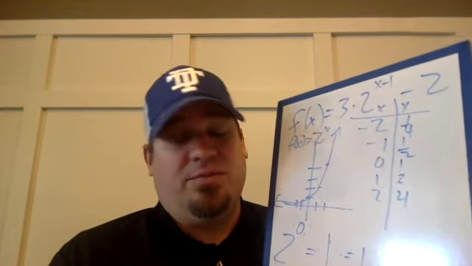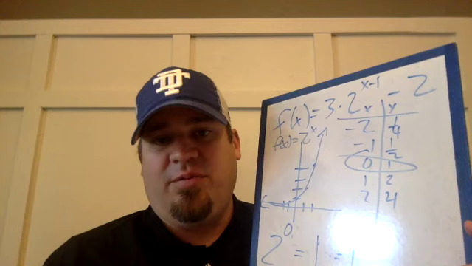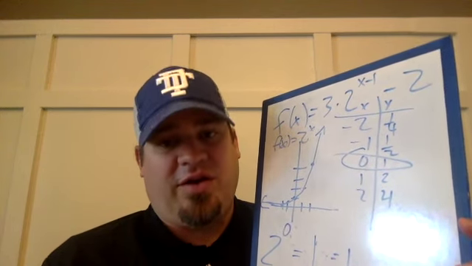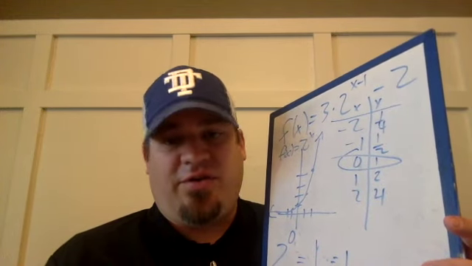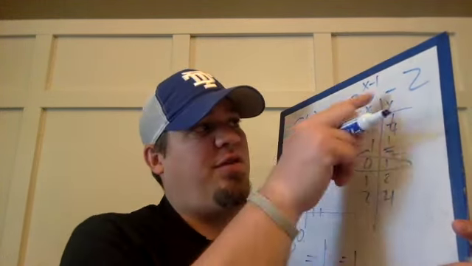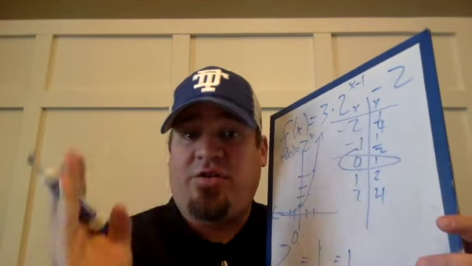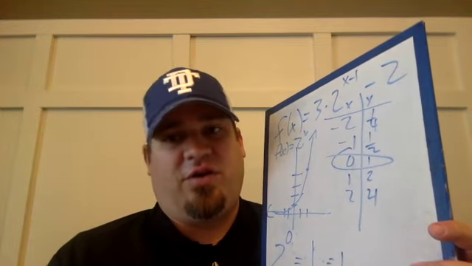Okay, so here's the deal. This number right here, the 0, 1, is the important number. It's called the reference point. It's the number that will tell you where it should cross every single time. Just like with the rational function, it was the crosshairs for the two asymptotes. This is the number that will help you graph this all the time.